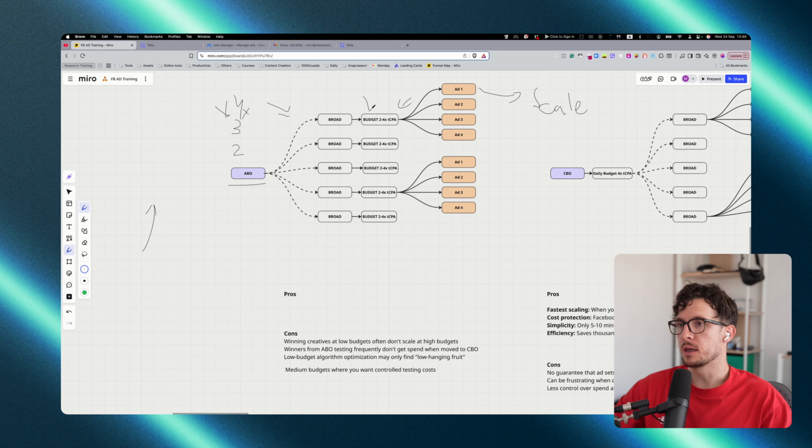For example, we have a $50 daily budget. It was great at 200-300. It doesn't work so great, and even less at higher. So that's one of the cons. Another is when winners from ABO testing don't spend when they're moved to a CBO scaling campaign, that also happens sometimes. And the low budget algorithm optimization may only find low hanging fruit.